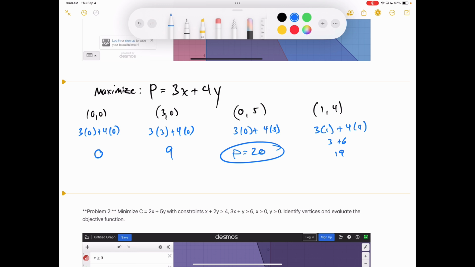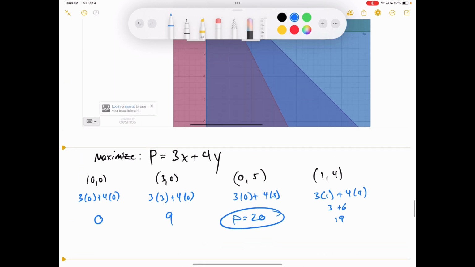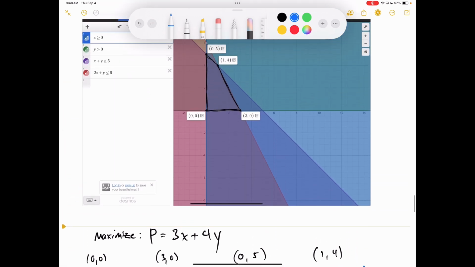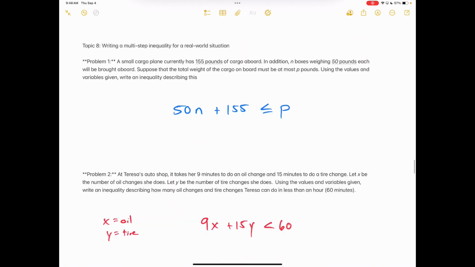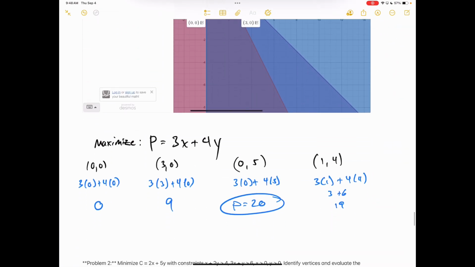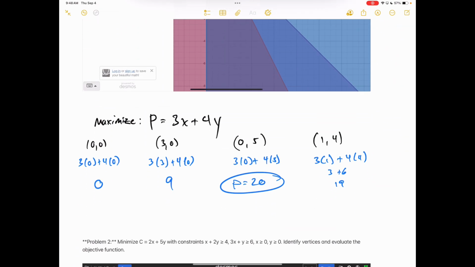Okay. So you want to use Desmos on these. You can't really do it by hand because you have to have those intersection points. And to find those intersection points, you'd have to do a bunch of algebra. So plug it into Desmos and get those intersection points. And then once you get those intersection points, you can plug it back into that objective function and get your answer.